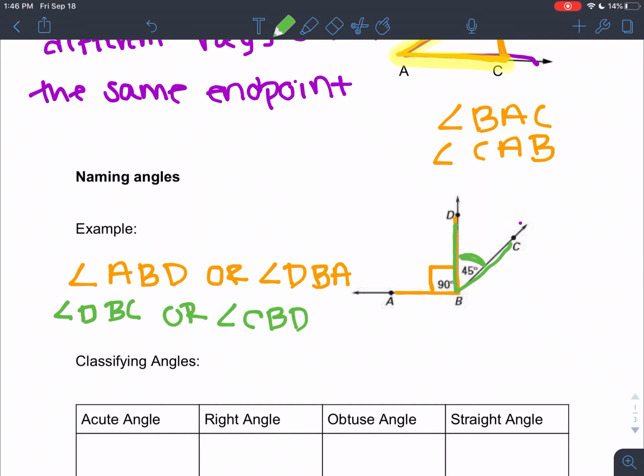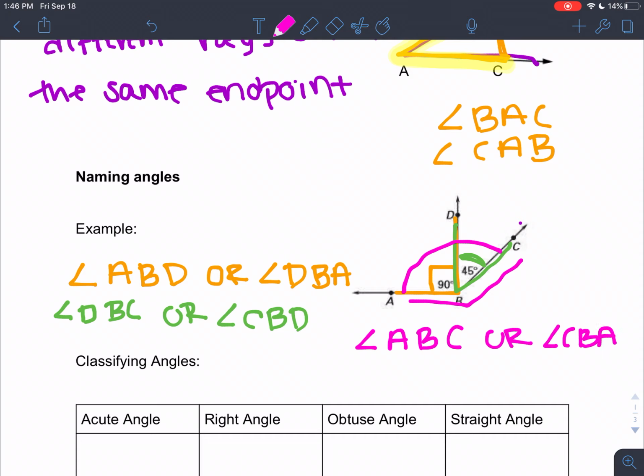Now, those are not the only angles in this picture. You could also name this larger angle in pink, and that angle would be angle ABC, or in the reverse direction, angle CBA. So there are two ways to name angles like this.